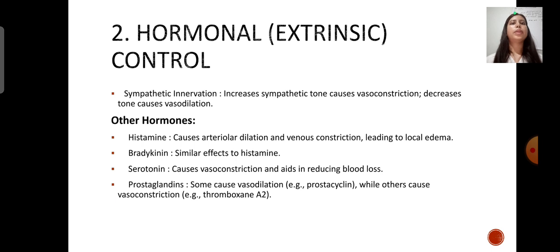Then we have hormonal or extrinsic control, where the sympathetic innervation, like increased sympathetic tone, causes vasoconstriction and decreased tone causes vasodilation. The other hormones are also in play, like histamine, causing arterial dilation and venous constriction leading to local edema. Bradykinin has similar effects to histamine. Serotonin causes vasoconstriction and aids in reducing blood loss. And prostaglandins, lastly, some cause vasodilation like prostacyclin, and others cause vasoconstriction, for example thromboxane A2.